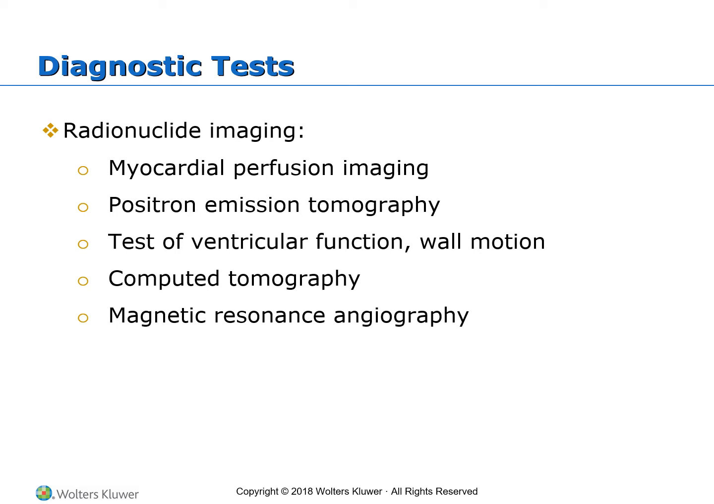It's commonly performed after a patient has an acute myocardial infarction, and what they're trying to see is how much damage has occurred. So they're looking at arterial perfusion of the heart to see what kind of damage occurred from the MI.